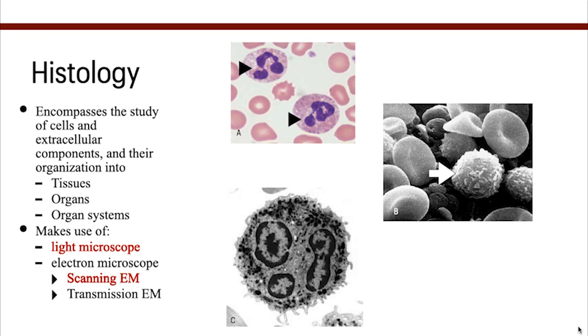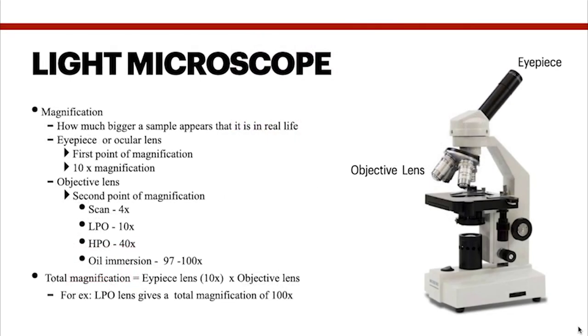The most common instrument used to study histology is the light microscope, which uses light to magnify the image. One important parameter in microscopy is magnification, or the process of enlarging an object than what it is in real life. There are two parts in the microscope responsible for magnifying the image being viewed. The eyepiece, which is the first point of magnification, has 10 times magnification. The second point will be the objective lens.